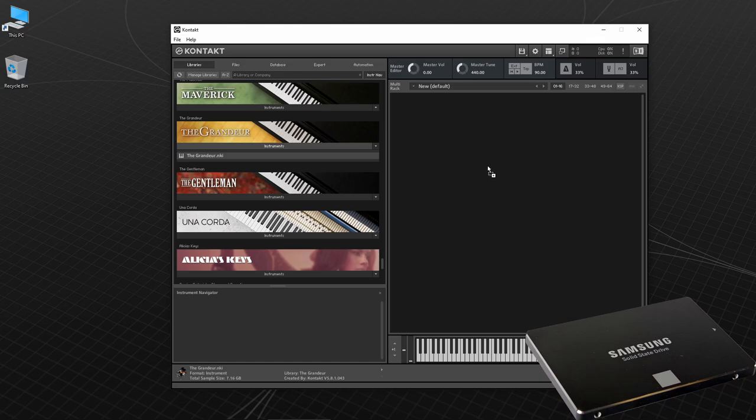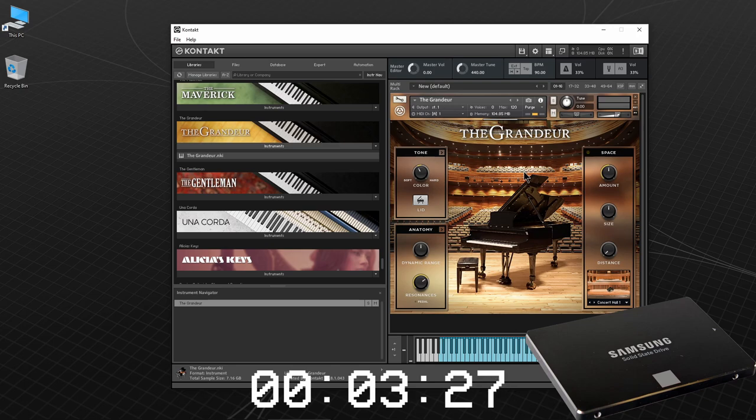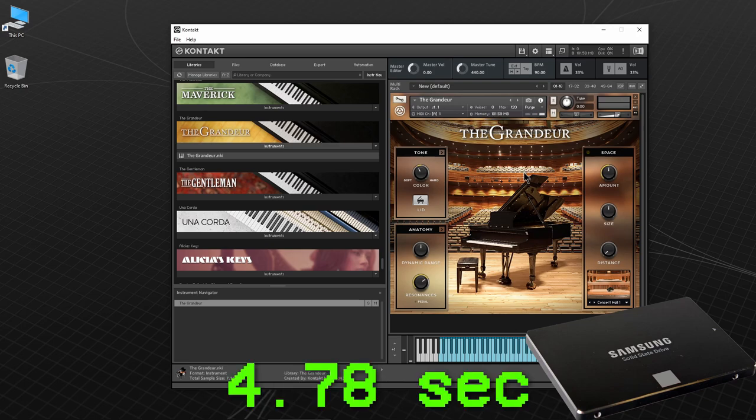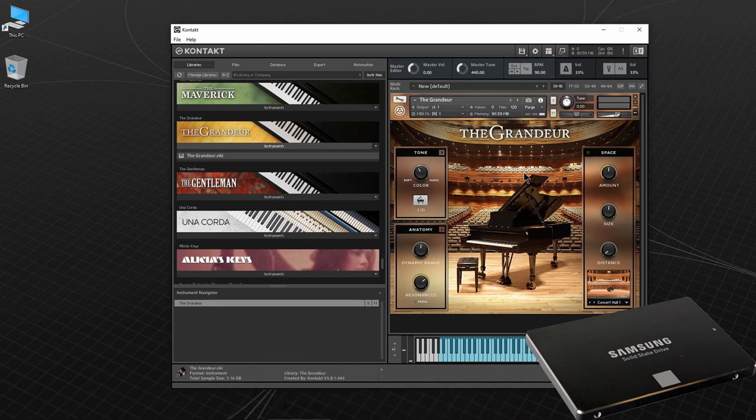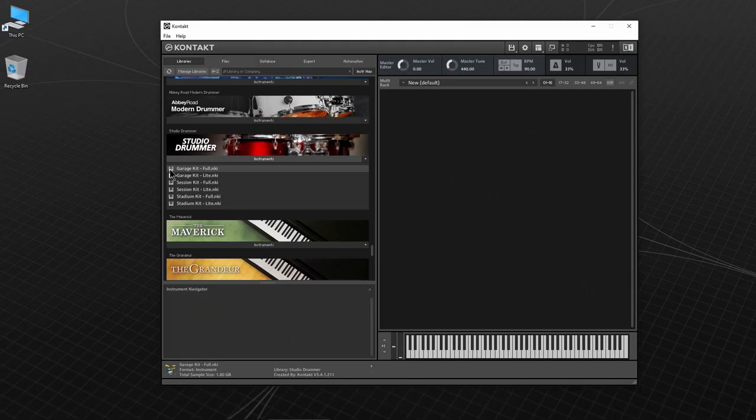Now the SSD and the Grandeur. See how it loads the samples much faster? And that was only about 5 seconds versus 23 for the hard drive. So instead of making you wait for real time, we'll speed through the rest of these.